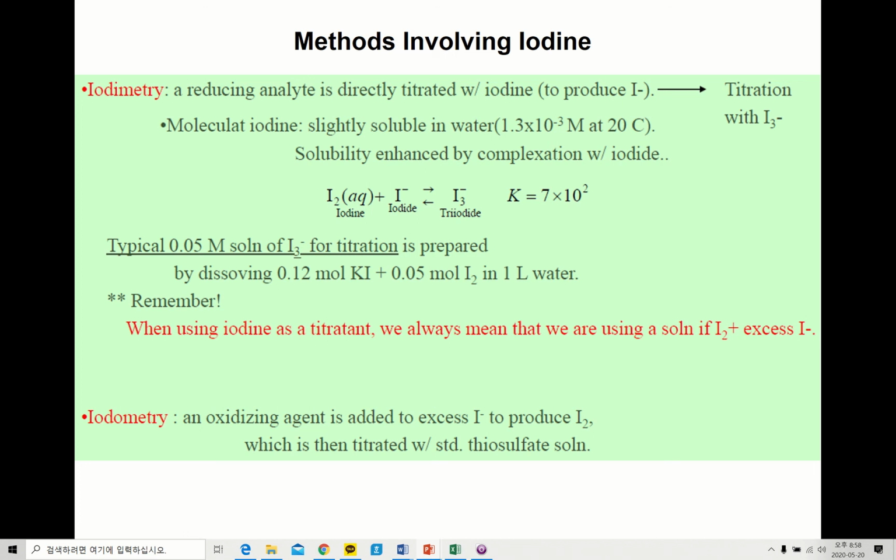Yeah, let's consider the method involving iodine. Iodine is a quite widely used oxidant. Its standard reduction potential is 0.535 volt. Okay, so iodine I2 is not a very strong oxidant, but a mild oxidant. So it has more selectivity.